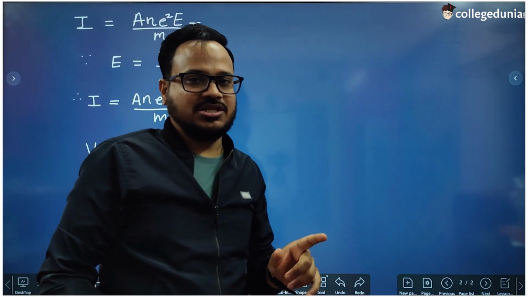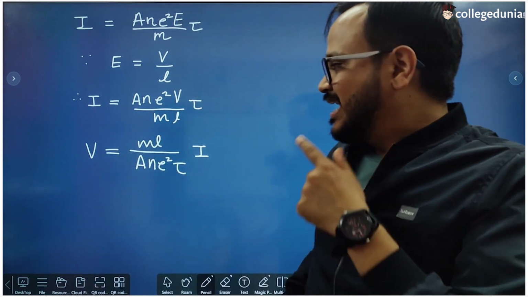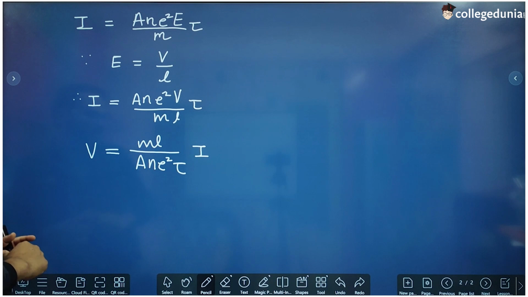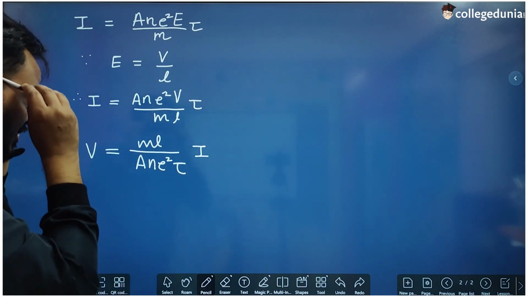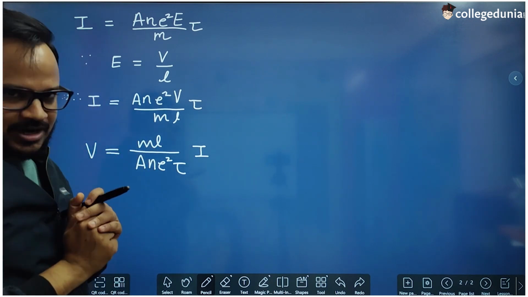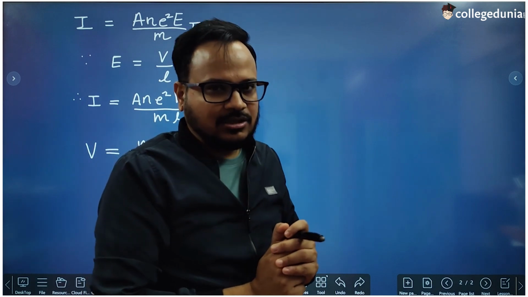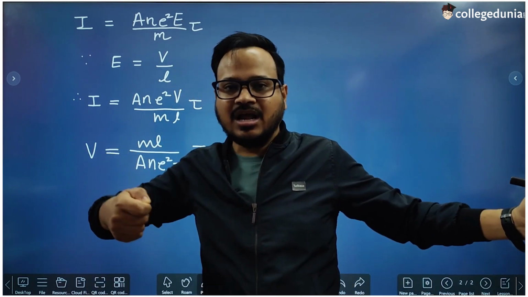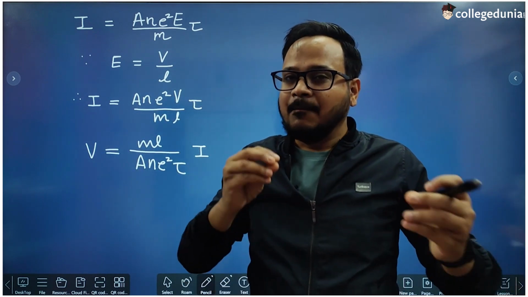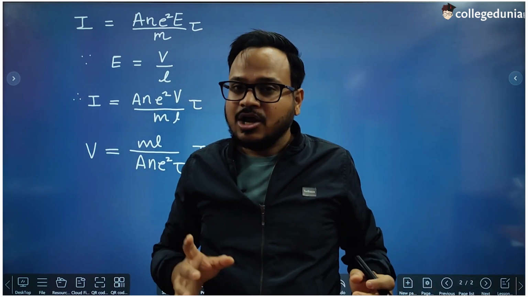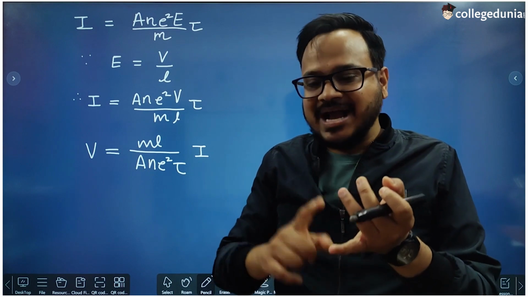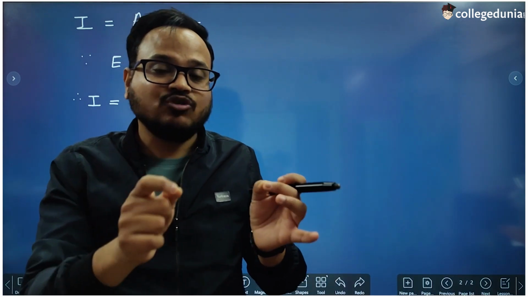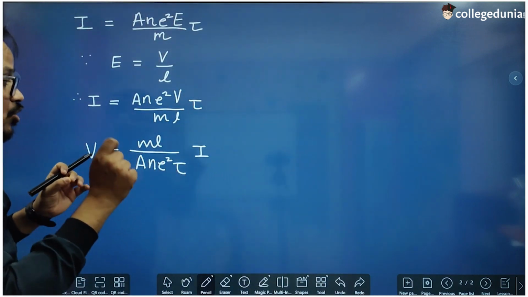but only when the physical conditions are constant. For example, let's analyze these one by one. This m is the mass of the electron, which is always constant, so let's leave it. L is the length of the conductor. How can we change the length of the conductor? We can change it by stretching the conductor, by cutting the conductor, by heating the conductor. So length can be changed by changing pressure or temperature, which are physical conditions. So we have to keep pressure and temperature constant.